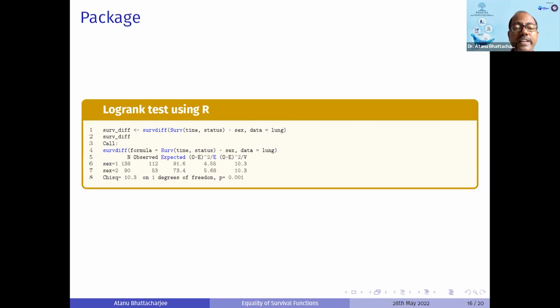Similarly, another data example in the library survival is the lung data. You can call the library survival, and thereafter you can call the lung data, and directly apply these functions. In that case you are going to get a p-value of 0.001. So it basically says there is a big difference between these two graphs.